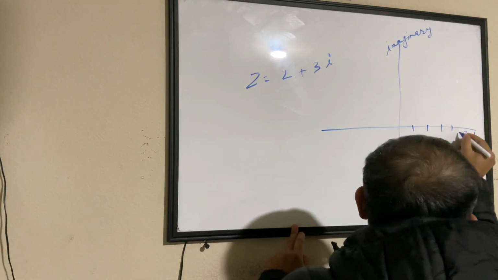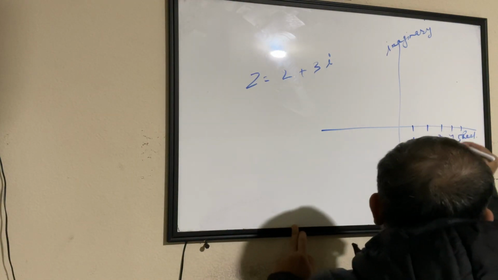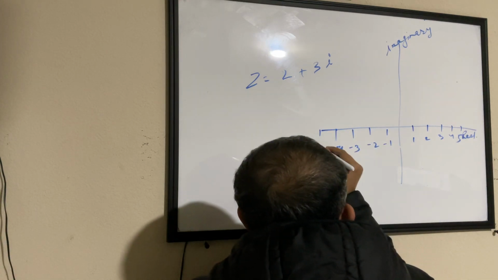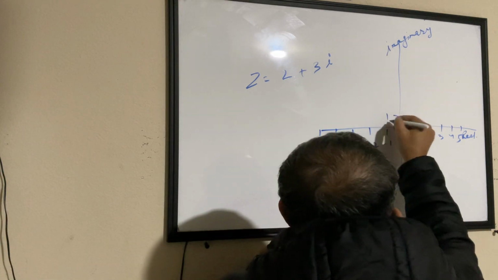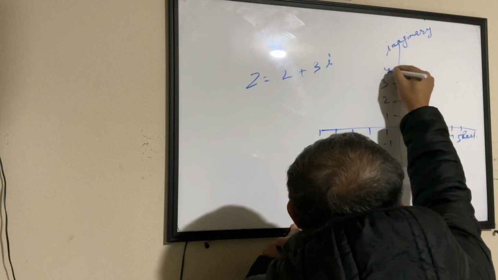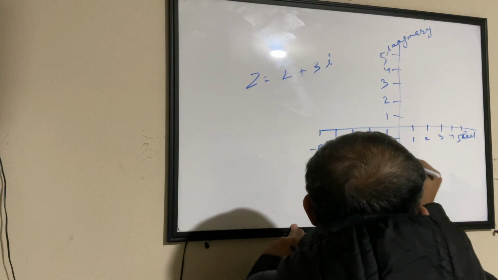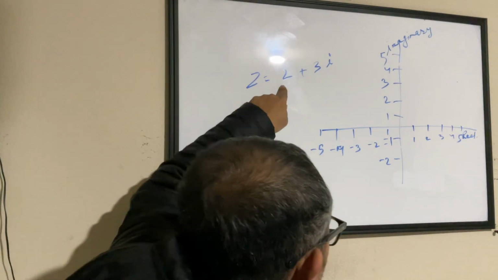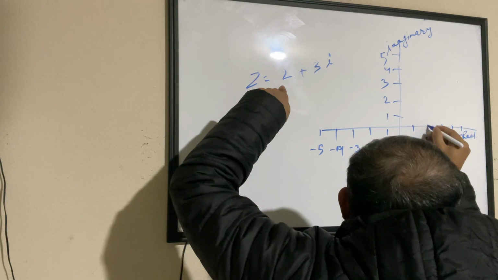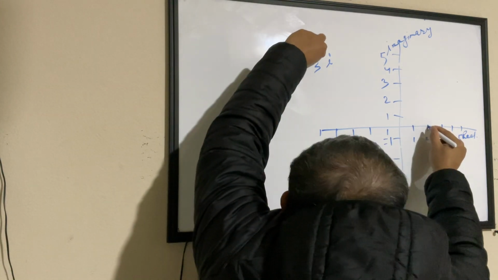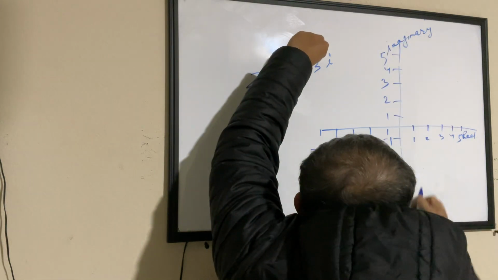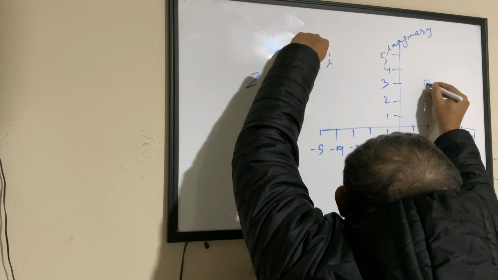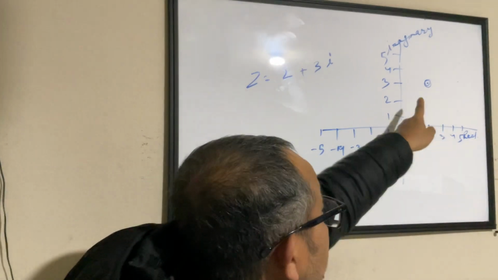Okay. So now if I have to plot this complex number 2 plus 3i, let's say this is 1, 2, 3, 4, 5, minus 1, minus 2, minus 3, minus 4, minus 5. If I have to plot 2 plus 3i, I'm looking at the real component, which is 2, along this axis. So this is 2 plus 3i. 3i means 3 on the imaginary coordinate. So 2 and 3. This is how we plot a complex number.